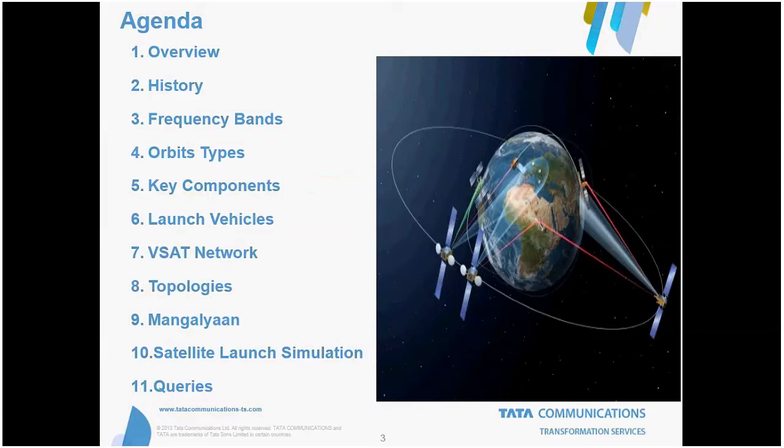The agenda goes like this. We'll be discussing the history of satellites, types of orbits, a list of frequency bands, how the satellite is placed in orbit and launched using the launch vehicle, VSAT, which is very small aperture terminal, and finally about the Mangalyaan.